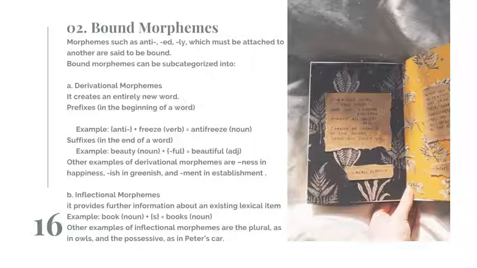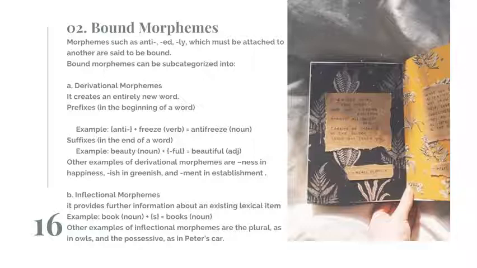There are two kinds of derivational morphemes. They are prefix, which is at the beginning of a word. Example, anti plus phrase, verb, is antiphrase, noun. Suffix, which is at the end of a word. Example, beauty, noun, plus -ful is beautiful, adjective. Other examples of derivational morphemes are -ness in happiness, -ish in greenish, and -ment in establishment.